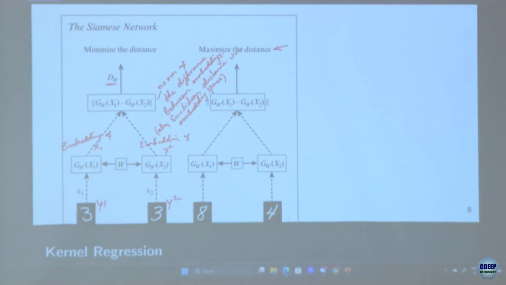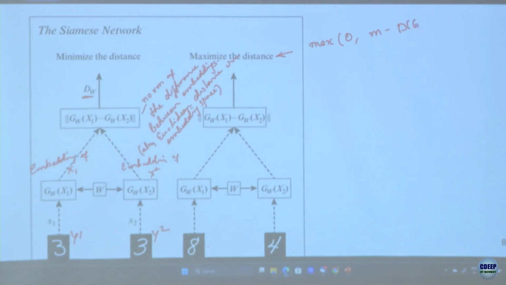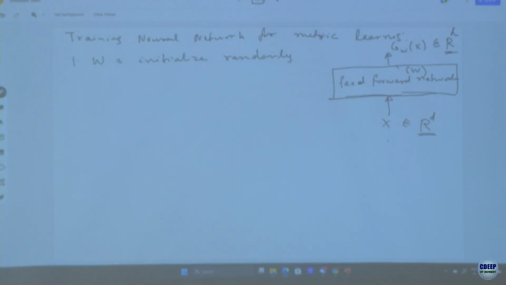And we are not going to just plain use minimization and maximization, we will use the margin based method for imposing the loss on the far away points or the dissimilar points. So to maximize the distance, this will just be max of 0 and m minus the distance between the embedding of x1 and the embedding of x2, if y1 is not equal to y2. Okay. So now you initialize w randomly, and then you enter the training loop.